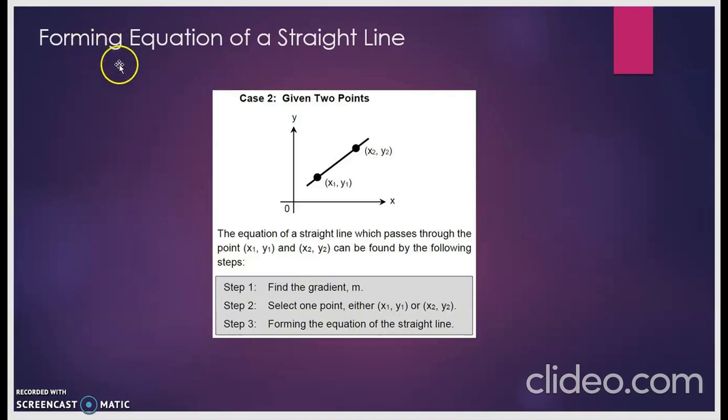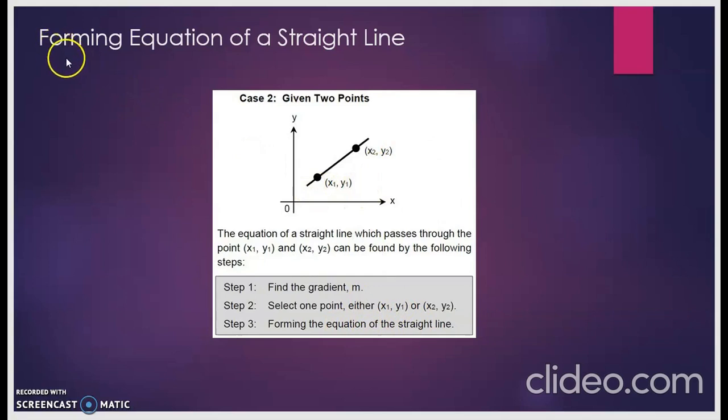Now we look at the same subtopic, forming equation of straight line. Now we look at case number 2, where 2 points are given. So if 2 points are given, we have 3 steps to follow. First, we need to find the gradient. Step 2, we just select one point, either point A or point B. So you can use point A or you can use point B. It's up to you. And then step 3, forming the equation of the straight line by using the formula, you can use method 1 or method 2.